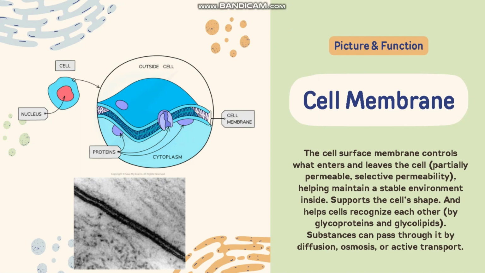Cell membrane. The cell surface membrane controls what enters and leaves the cell, which means it is partially permeable and has selective permeability, helping maintain a stable environment inside. It supports the cell's shape and helps cells recognize each other by glycoproteins and glycolipids, which are present on the membrane. Substances can pass through it by diffusion, osmosis, or active transport. You can see how it looks when we see it under the electron microscope.